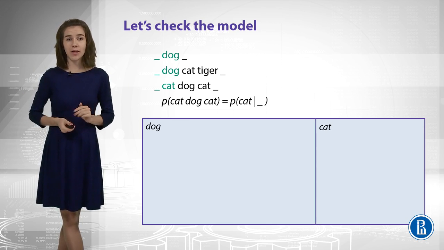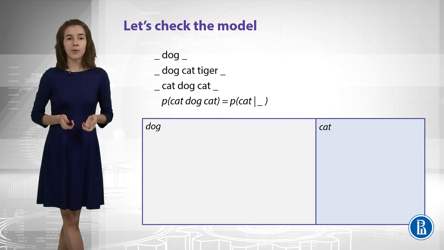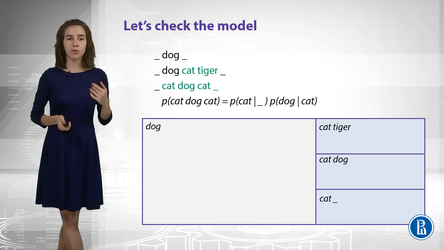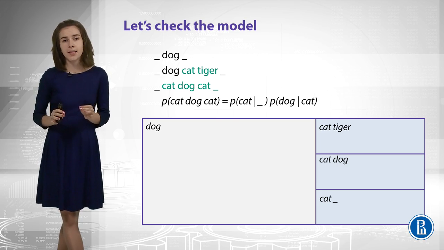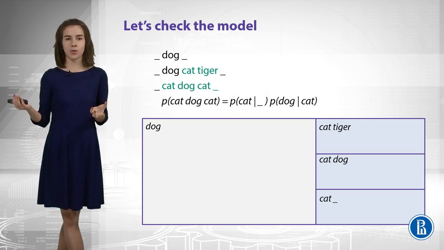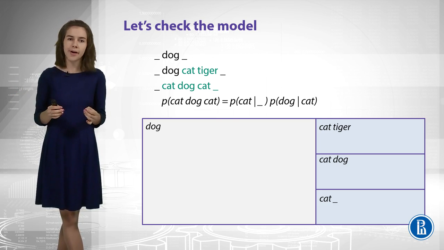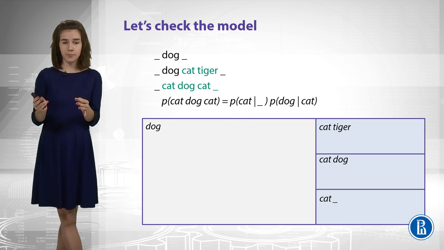Let's cut it. So we can go for dog or for cat. Let's go for cat. Now we can decide whether we want to go for tiger or for dog, or if we want to terminate. And this is super important. So now the model has an option to terminate. That's not what it could do without the fake end token. So this is the place where things would go wrong if we didn't add this fake token.